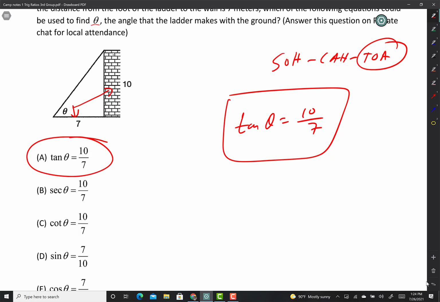How many got it correct? Yay! Did you guys get it correct? Good job, guys. So hopefully, do you guys feel like your SAT, ACT scores are getting higher?